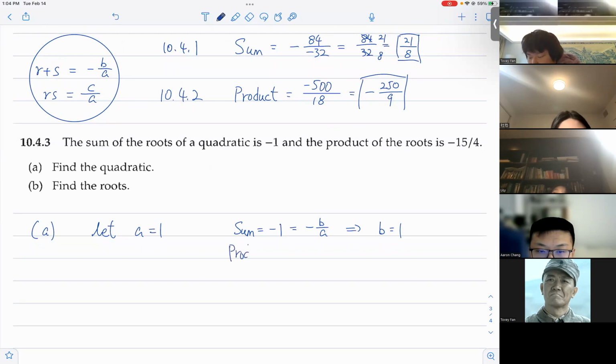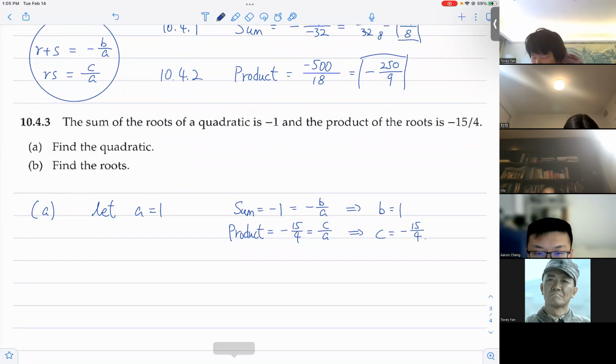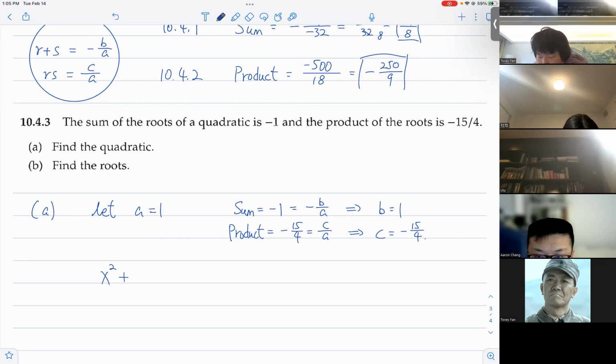And then the product of roots is -15 over 4, and it is C over A. Again, since A is 1, what is C? Negative 15 over 4. And then what is our quadratic? x squared, good. Plus x, minus 15 over 4. Exactly. There we go.